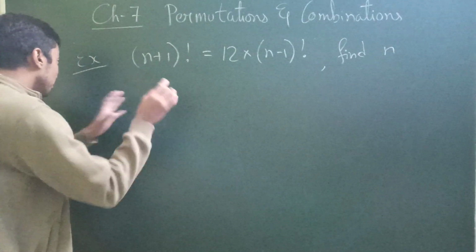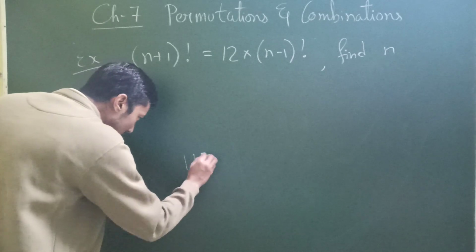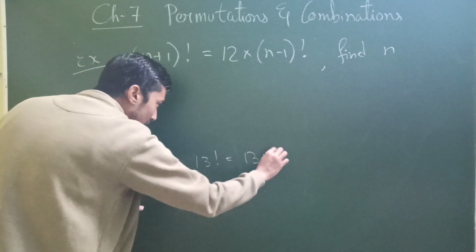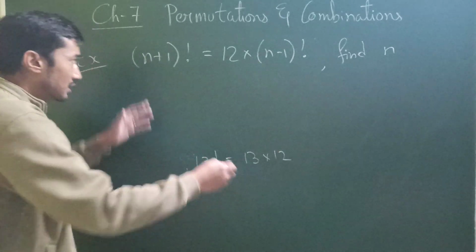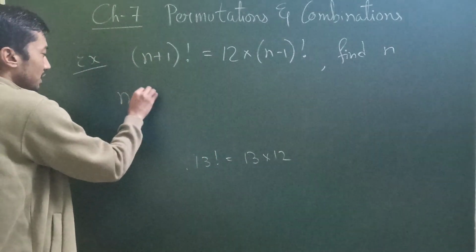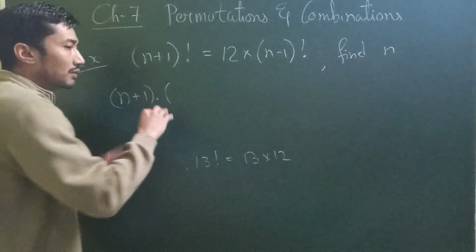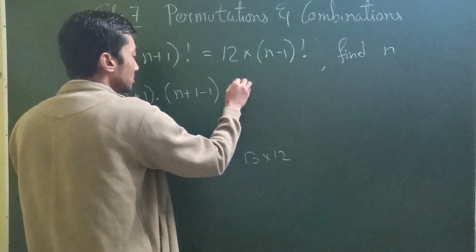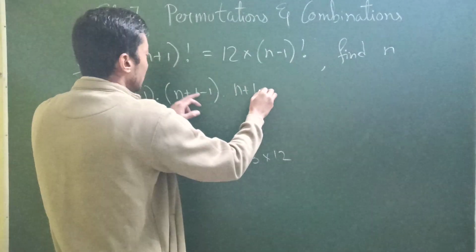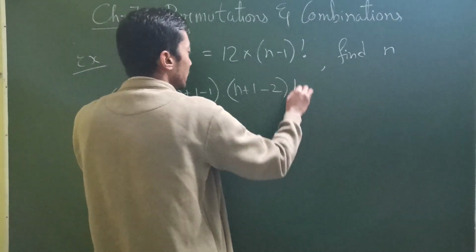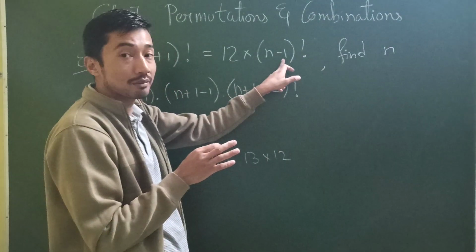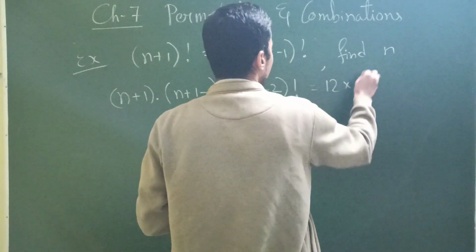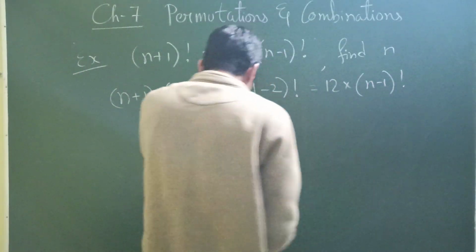When I start expanding n plus 1 factorial, again, please don't forget the concept. 13 factorial, if I expand, I start from 13, isn't it? 13 into 12, 1 minus, 1 minus. So n plus 1 factorial, if I expand, it's going to be n plus 1 into n plus 1 minus 1, into n plus 1 minus 2 factorial. I'll just stop there because I know where I'm going.